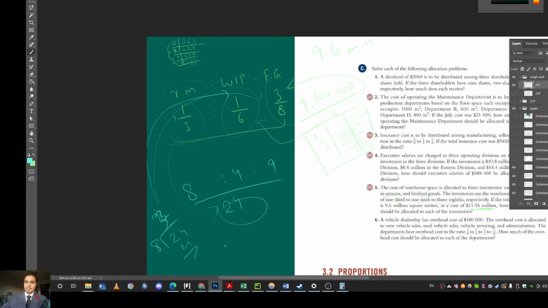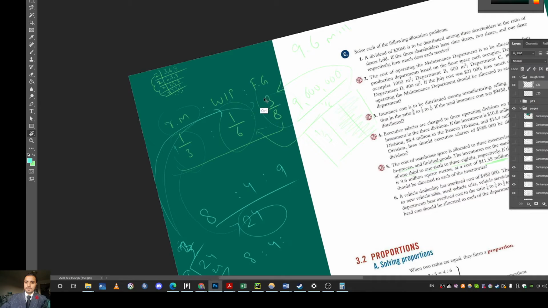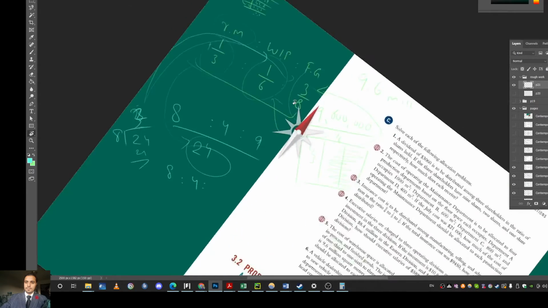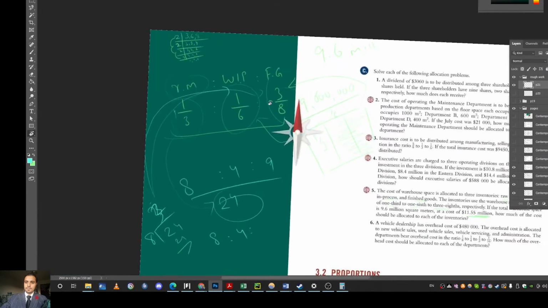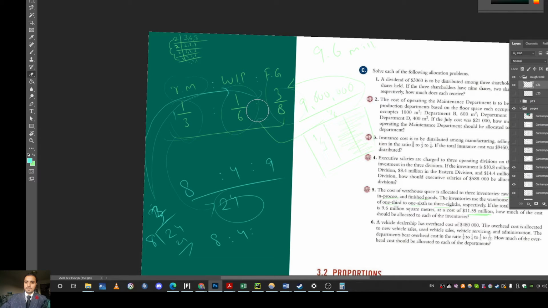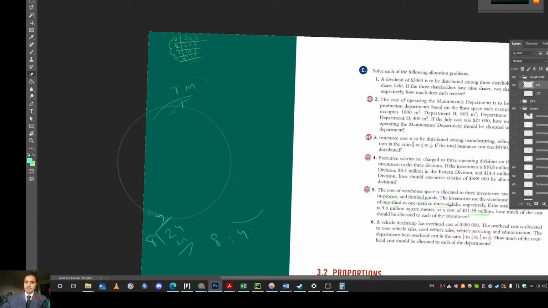Because they all have a common denominator, we can ignore the denominator and we just get 8 ratio 4 ratio 9. So now this is what's going on: 8 ratio 4 ratio 9.